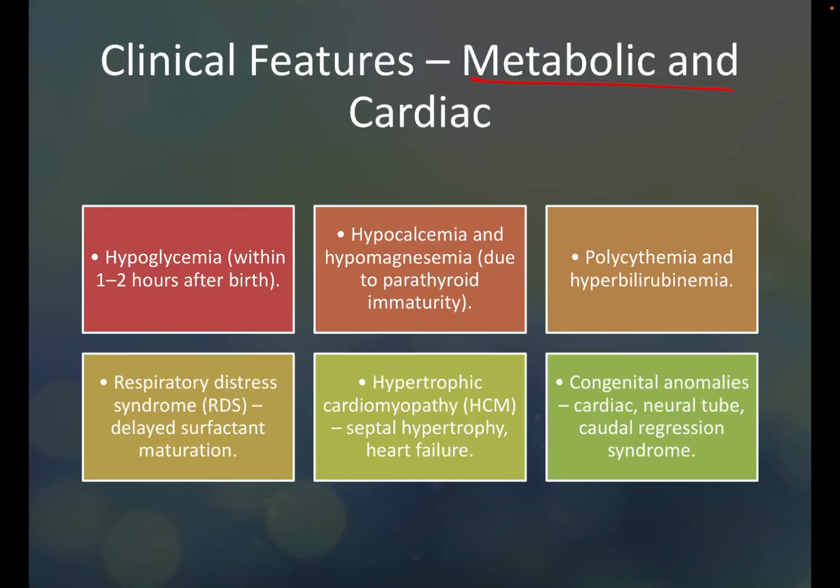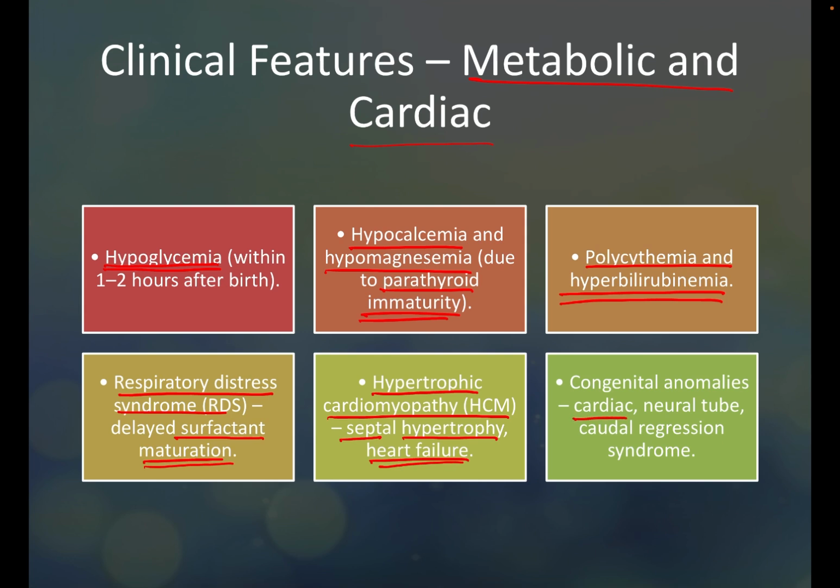Coming to the metabolic and cardiac clinical features. So there will be hypoglycemia in the first 1 to 2 hours of birth. Hypocalcemia and hypomagnesemia will be there due to parathyroid immaturity. Polycythemia and hyperbilirubinemia will be there. Respiratory distress syndrome due to delayed surfactant maturation because of hyperinsulinemia. Hypertrophic cardiomyopathy will be there. There will be septal hypertrophy and heart failure. Congenital anomalies like cardiac anomalies, neural tube anomalies, and caudal regression syndrome will also be present.